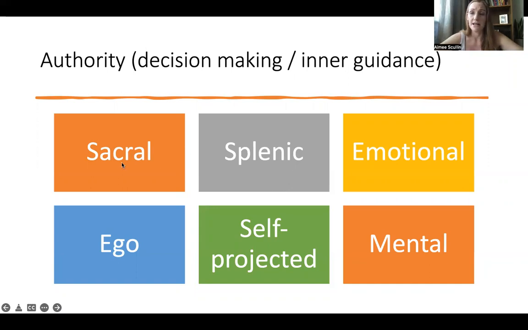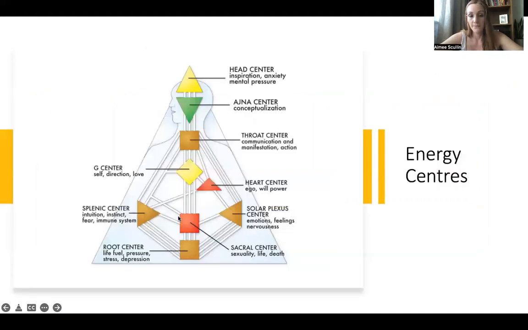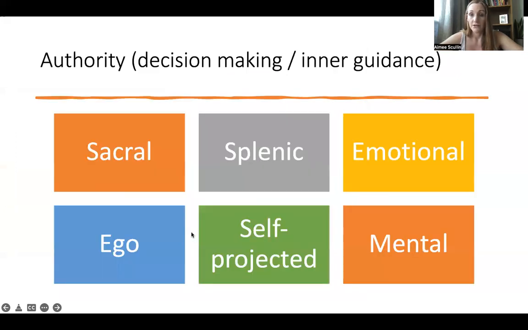So the sacral center is that square here. Okay, so if that's colored in and you don't have the emotional center colored in, your emotional one, this one here is white, but you have this colored in, you will be sacral, and you'll be a manifesting generator or a generator. The sacral is the gut response.